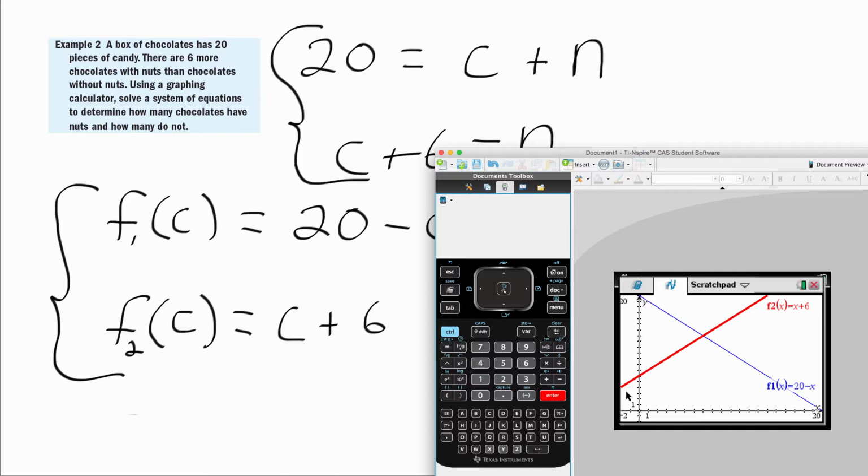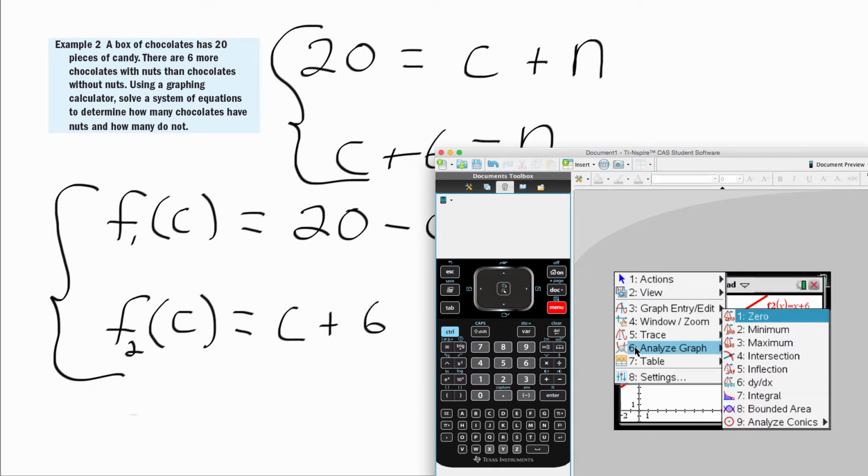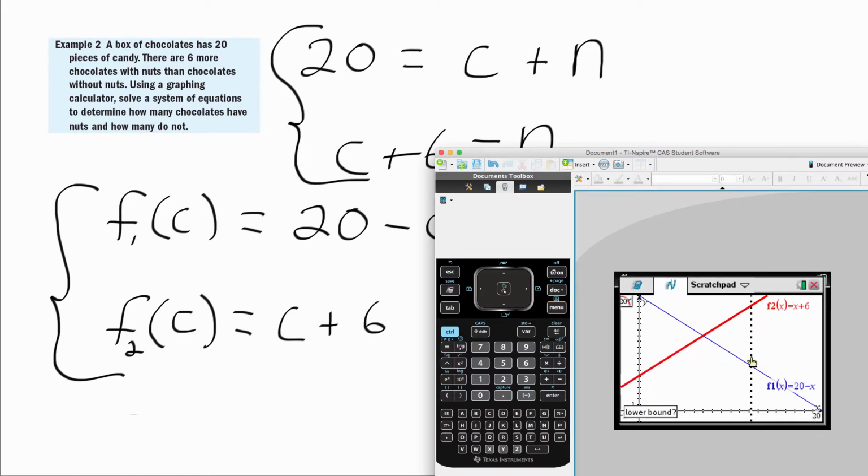Now, from that, I'd like to know where this falls. So I go to my intersect command, analyze graph, intersection. I pick the lower bound, upper bound, and it tells me that my intersection of this is 7, 13. There are 13 chocolates with nuts and 7 chocolates without. Okay, that's solving a system of equations by graphing and using a graphing calculator to solve the problem.